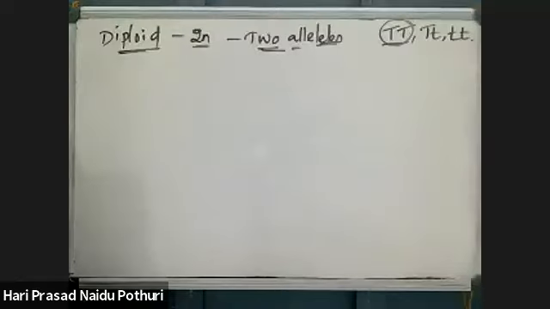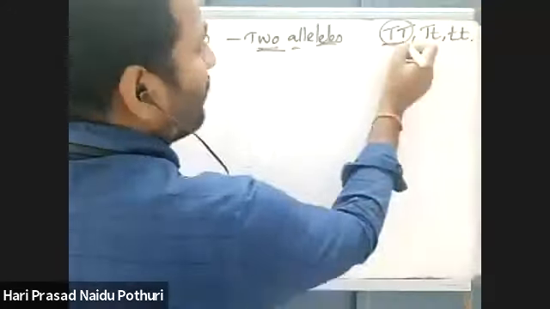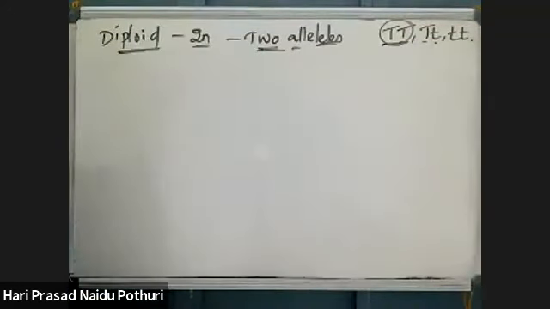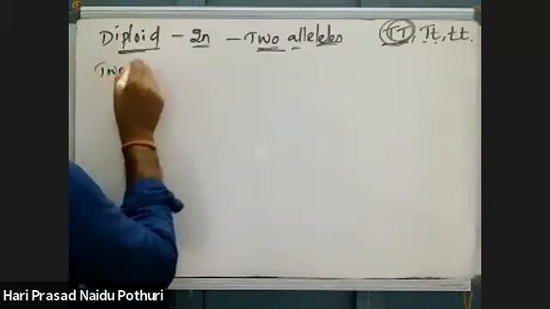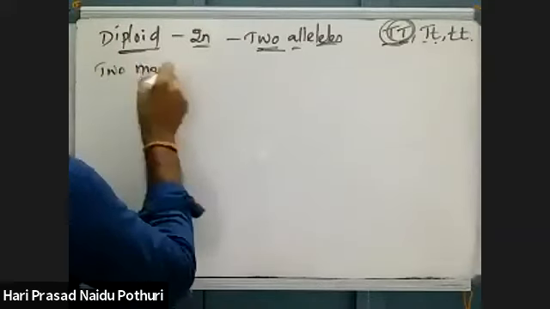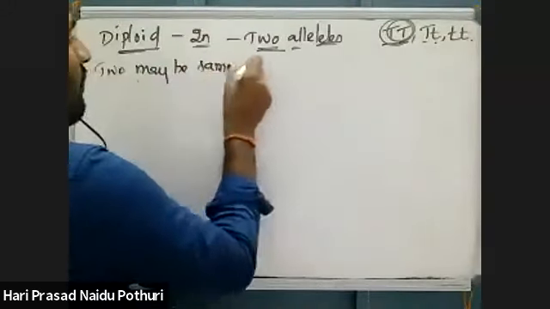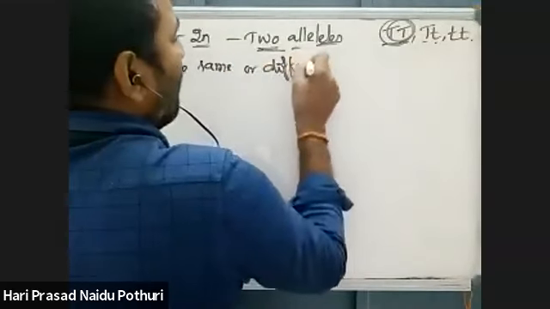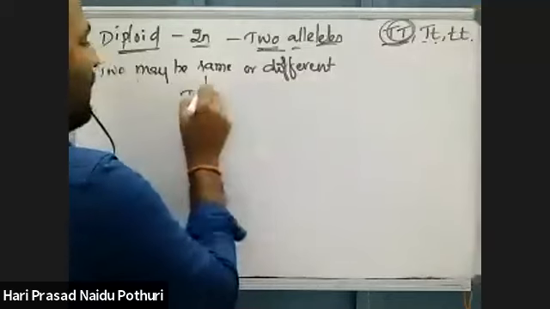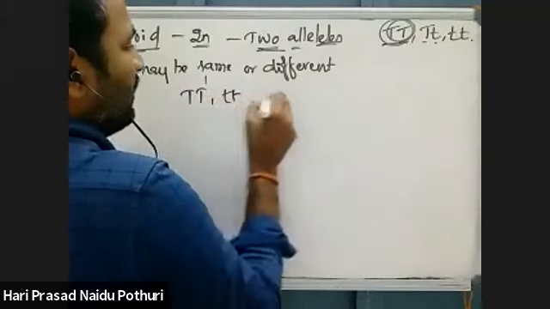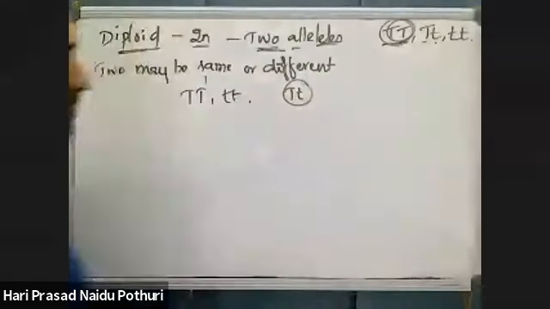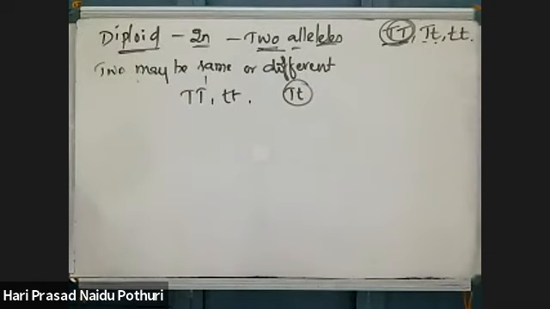Follow. See here, a diploid member has a 2n condition where 2 chromosomes, one chromosome has one allele, another chromosome has another allele. If both are same means no problem. Here one of them may be same or different. Same means capital T or small t, capital T, small t. Both of them may be same or different.